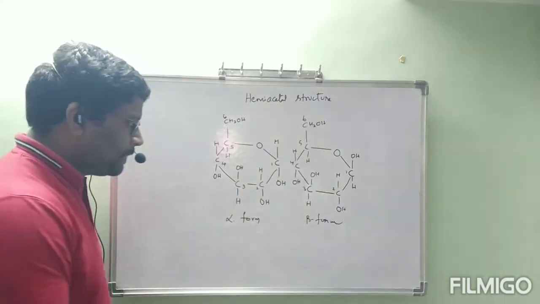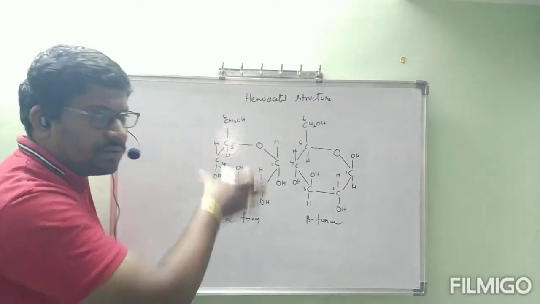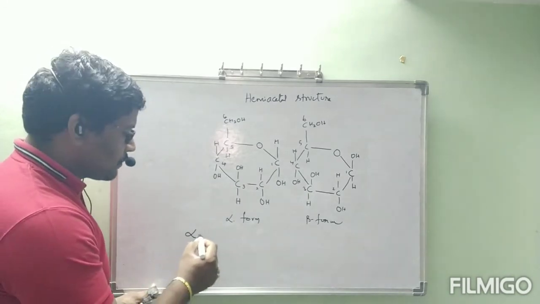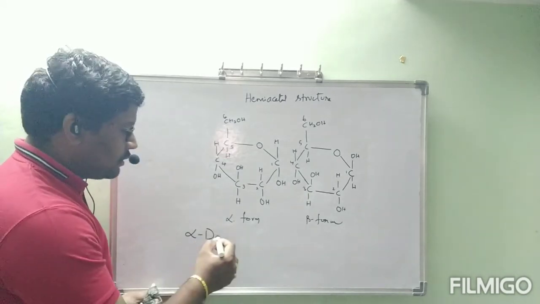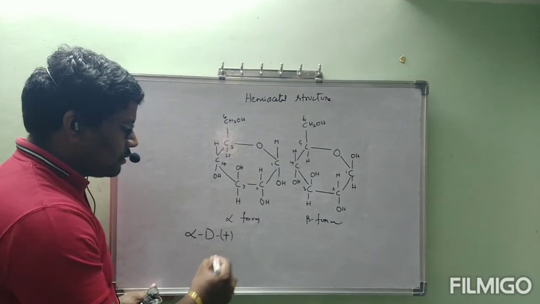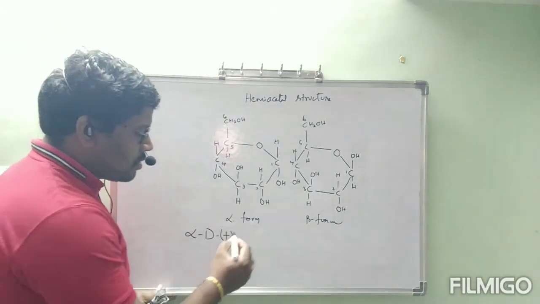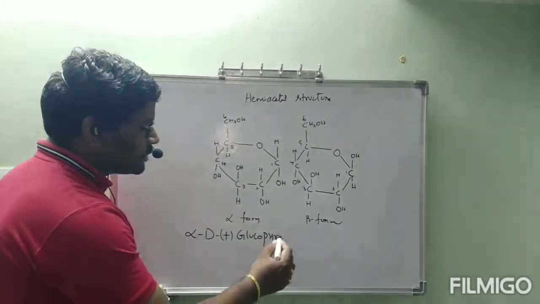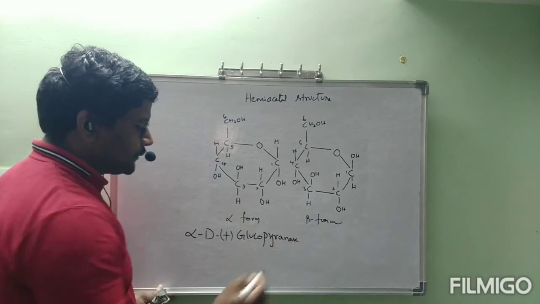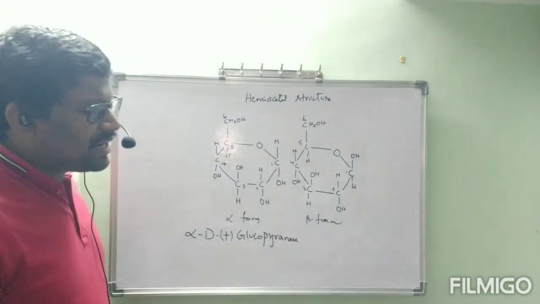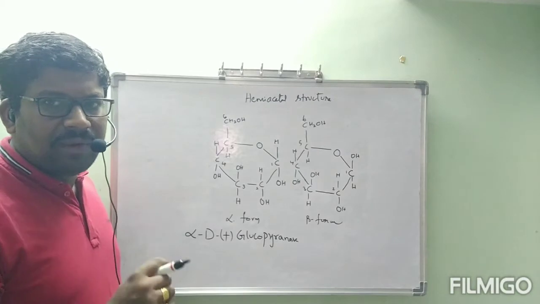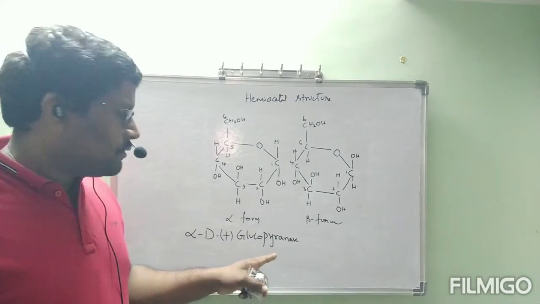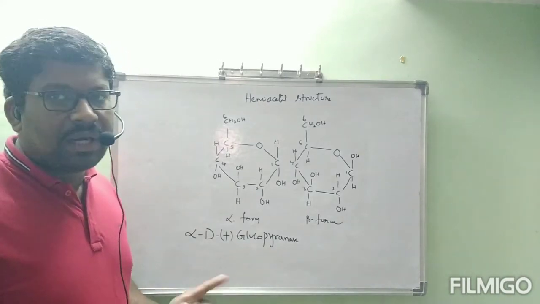Next, the name of this alpha glucose is alpha capital D plus glucopyranose. Simply we can write glucose also, but why we have written pyranose, you will understand, no problem.